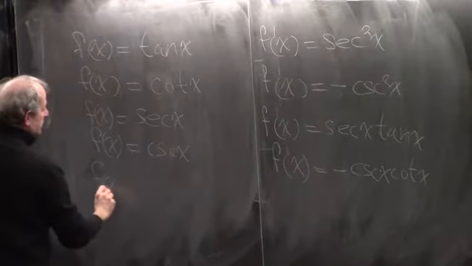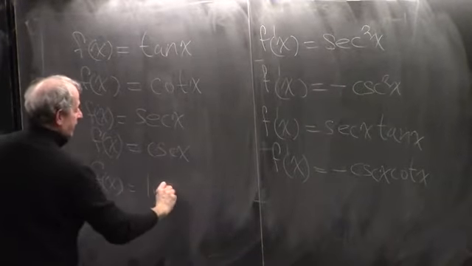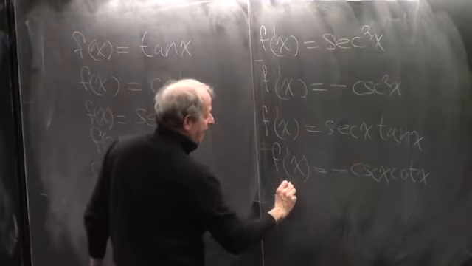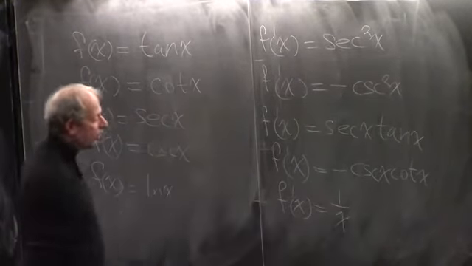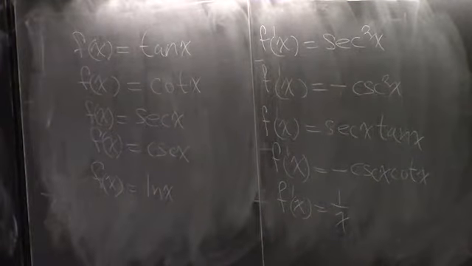F of x is natural log of x. F prime of x is 1 over x. Did I forget anything? The others I think can wait. You should make sure you memorize all of these.